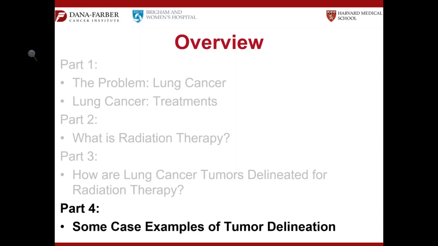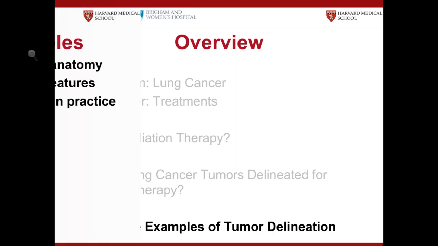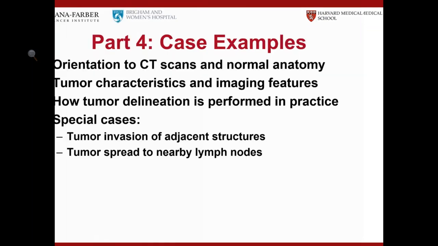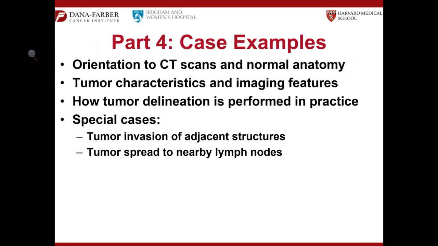So lastly, I want to take you through some case examples of how we do this tumor delineation manually, and I'll switch to a different software in one second. The goals of these case examples are to give you an orientation to CT scans and normal anatomy. We'll also look at some tumor characteristics and imaging features. We'll look at how tumor delineation is performed in practice, and then provide some special case examples.